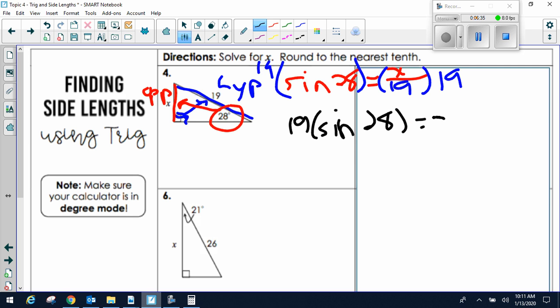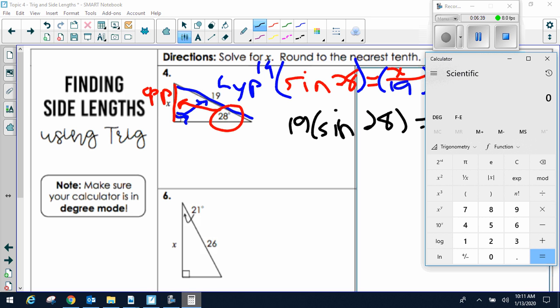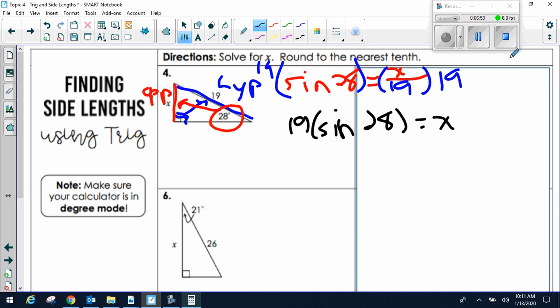Now at this point, that's when you're going to need your calculator. So in your calculator, here's how you type it up. You do 19 times. You click open parenthesis. You hit the angle, which is 28, and then you hit the trig function, which in this case is sine, and then hit equals. And you get that x is approximately 8.9. And you're done.